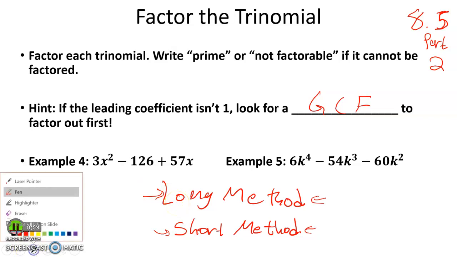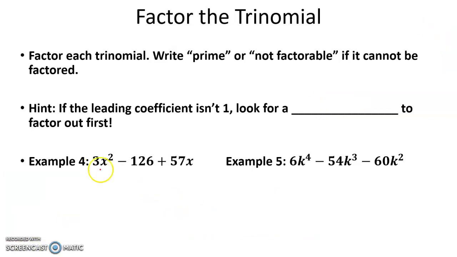I'm going to go ahead and clear the ink off right here. All right, I should have left that up here. Now we're looking at a couple examples. For this first example, number 4, you have 3x squared plus 57x minus 126, but one thing you should notice is that the x should be moved. I'm going to rewrite this expression, making sure it's in standard form.